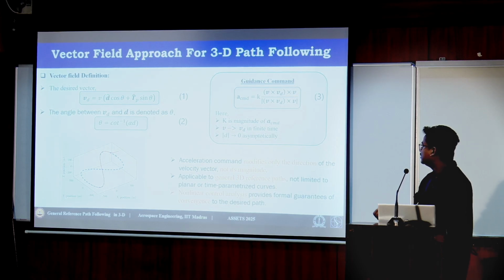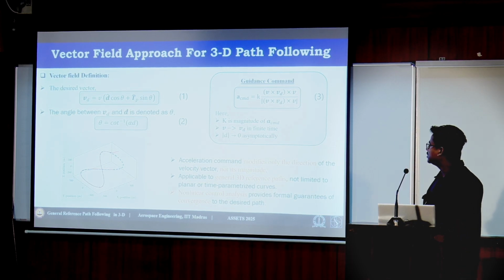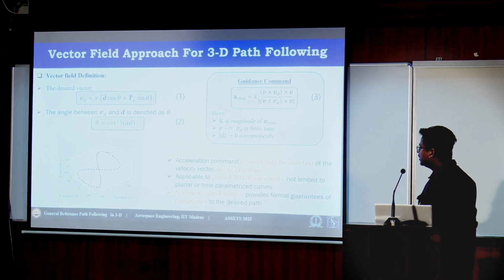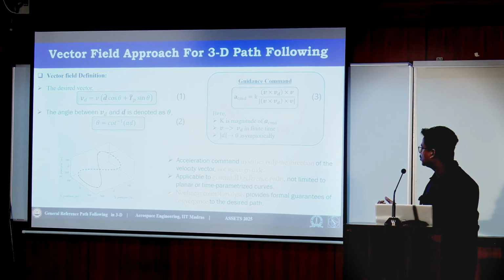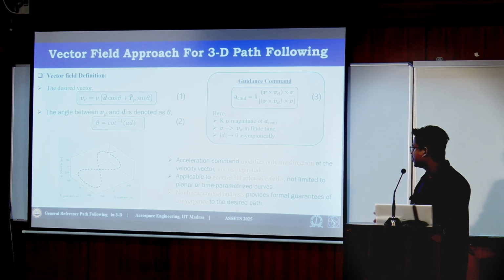Using this and some existing nonlinear control results, we can show that our instantaneous velocity vector will be able to align with the desired vector field in some finite time, and our cross check error will go to 0 asymptotically. This acceleration command, as you can see, only changes the direction, not the magnitude of the velocity. As a result, we will be able to use it for 3D applications, and it doesn't require any parametric representation of the path to define the vector field. So we will be able to represent any complex generic path.